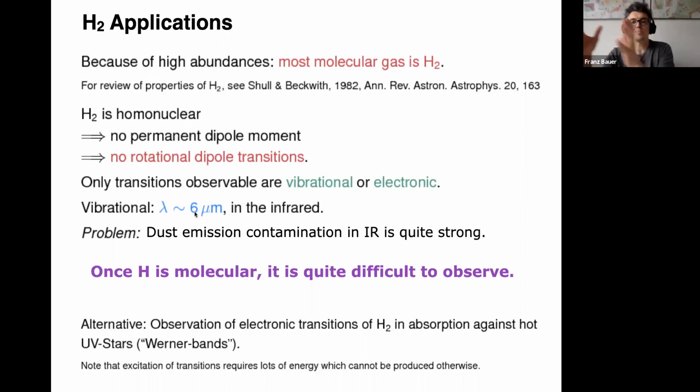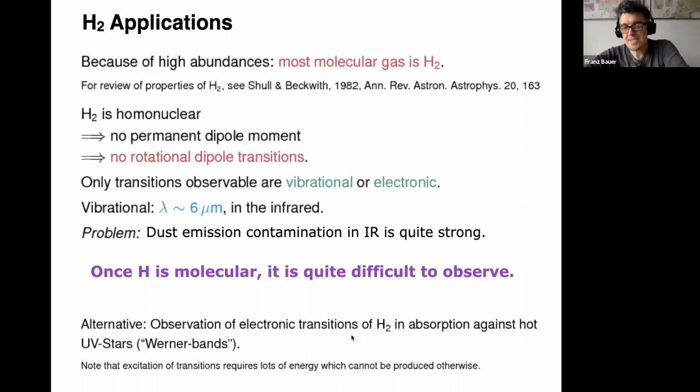So around 6 micron, but I think the R version of that bleeds into the 2 micron band where we can observe it. Another problem with the vibration is that dust emission is super strong, and so you have a high background. So these lines are not very easy to measure, and you have to go to space to really measure 6 micron.